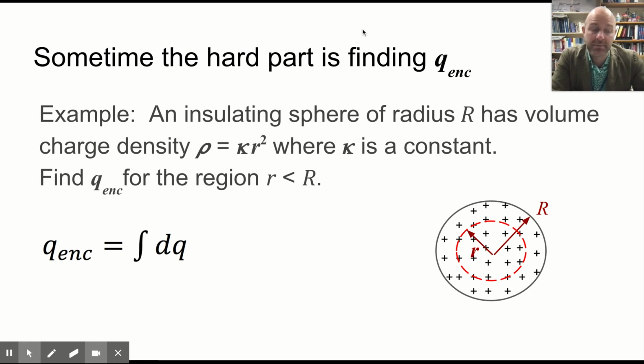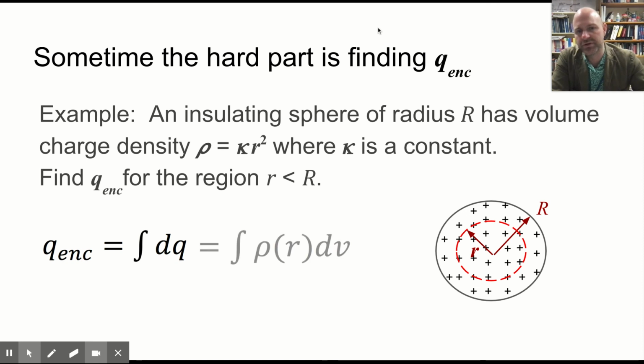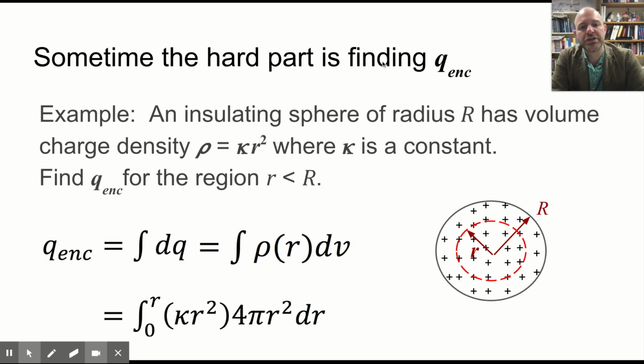This is very much like finding center of mass or moment of inertia. We have rho as a function of r multiplied by dV, the little bit of volume. But if we're talking about a spherical volume, then that's just 4 pi r squared, a spherical shell, times a little bit of thickness, dr. And now we're in business, because we have from 0 to r, the formula for rho, the charge density, as a function of r, multiplied by 4 pi r squared dr.